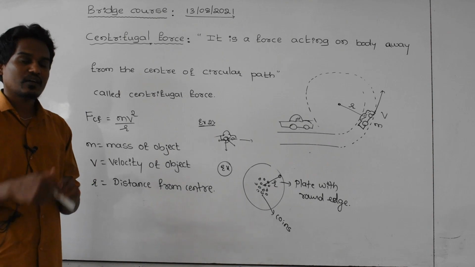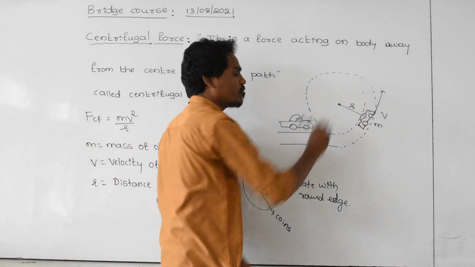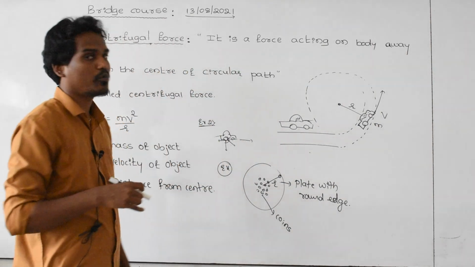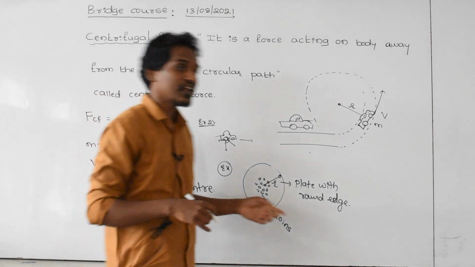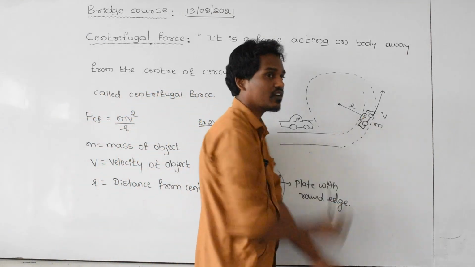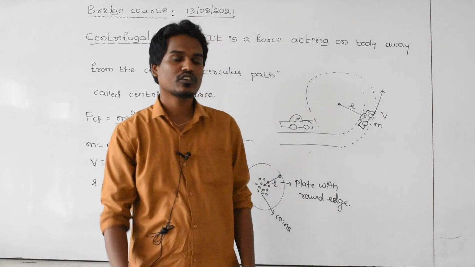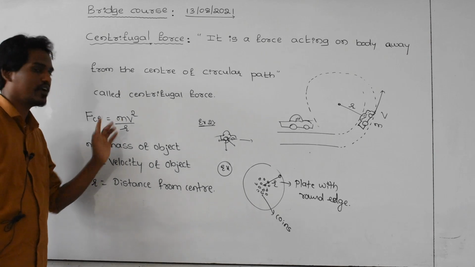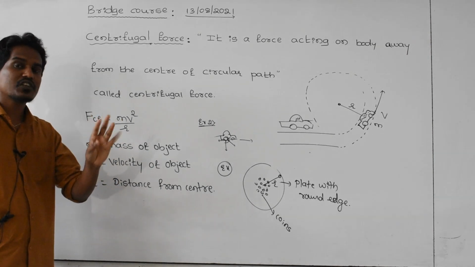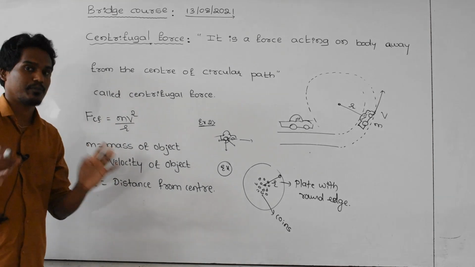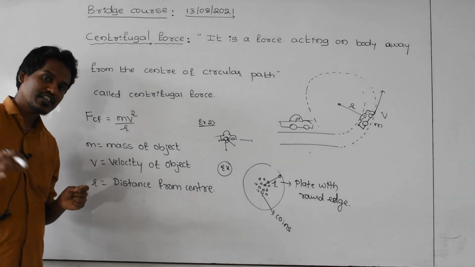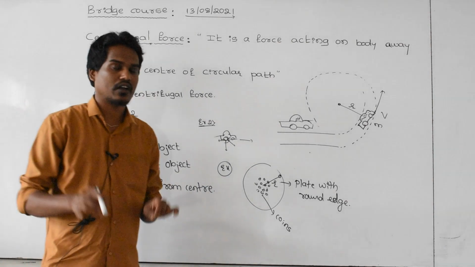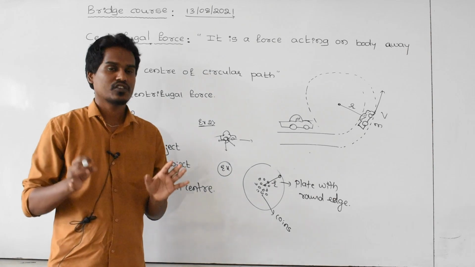If the force acting on the body is towards the center, that force is called centripetal force, and it can be calculated using this formula. Or if the force acting on the body is away from the center, that force is called centrifugal force, and that can also be found using the formula mv square divided by r. Centripetal force is mv square divided by r, and centrifugal force is also mv square divided by r. For both the forces, the formula is the same.